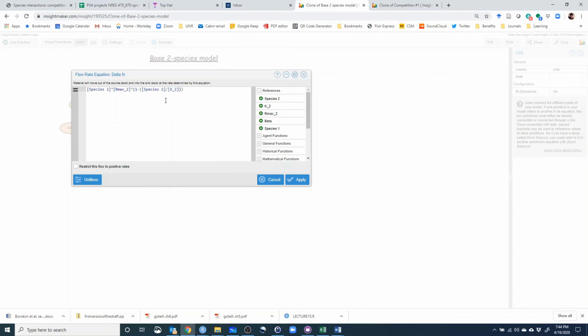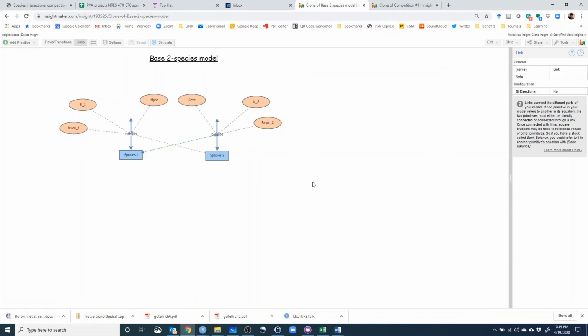And instead of just letting species 2 fill up the carrying capacity for species 2, we let species 1 fill up carrying capacity for species 2, but we have to multiply that by beta, the competition coefficient. All right, beta times species 1. And so that's as simple as that. We basically have the Lotka-Volterra competition model fully specified.